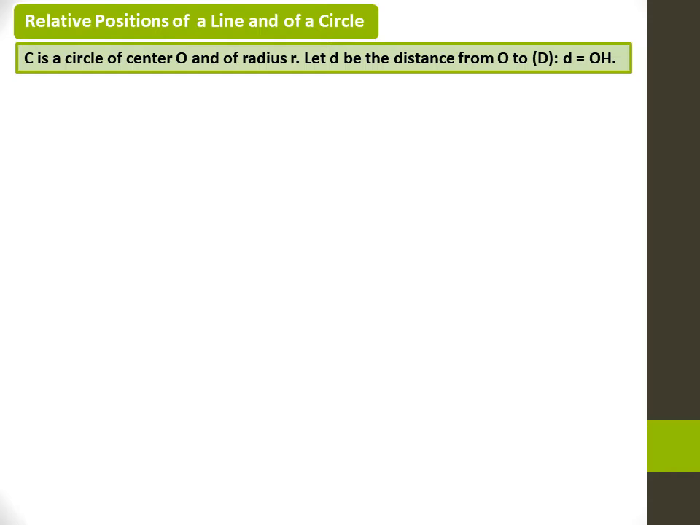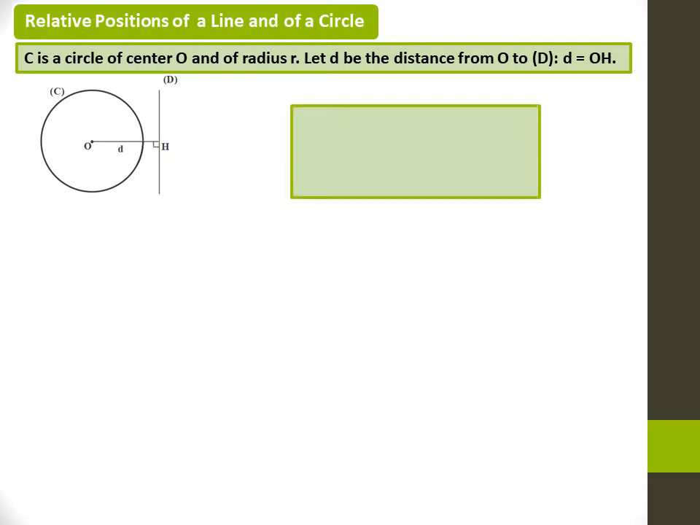Relative positions of a line and of a circle. C is a circle of center O and of radius R. Let D be the distance from O to line D. D is equal to OH. You must remember here that to find the distance from a point to a line, you must draw the perpendicular passing through that point to that line. That's why OH must be perpendicular to line D.